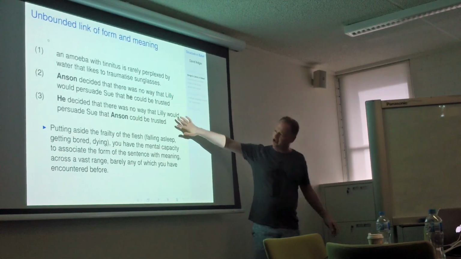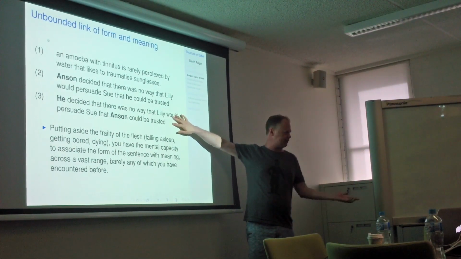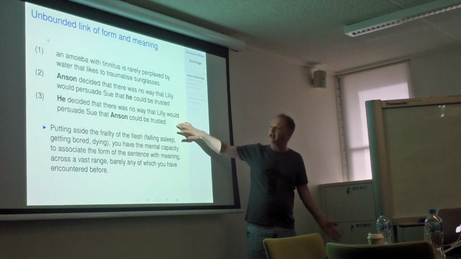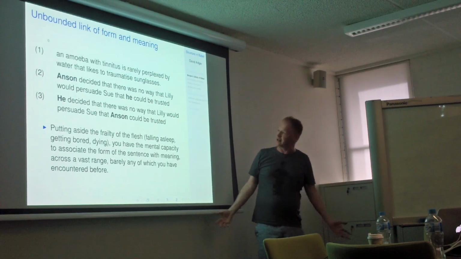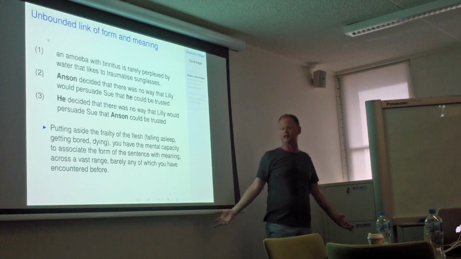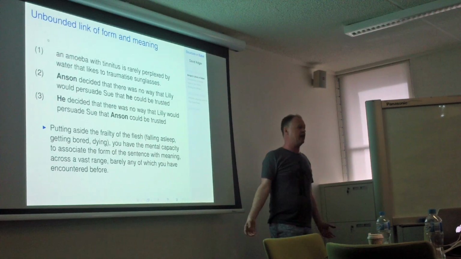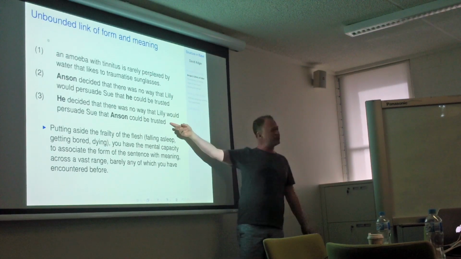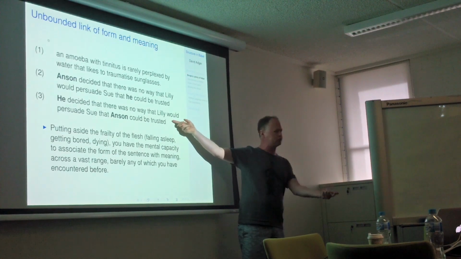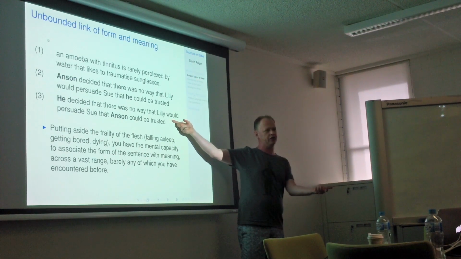What about this sentence here? This is another sentence from somewhere else in the library. He decided there was no way that Lily would persuade Sue that Anderson could be trusted. Very, very similar sentence to this one. But you also know that Anderson and he cannot refer to the same person here, right?